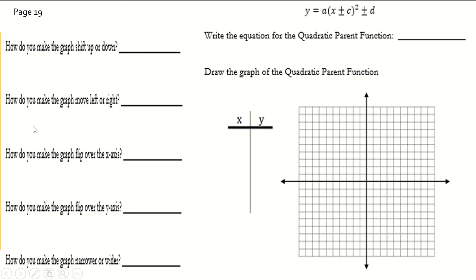First, to be able to describe a transformation or change the graph, you need a starting graph. We use the quadratic parent function for this. It's y equals x squared. That is the parent function of a quadratic.